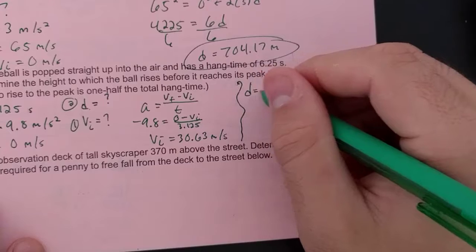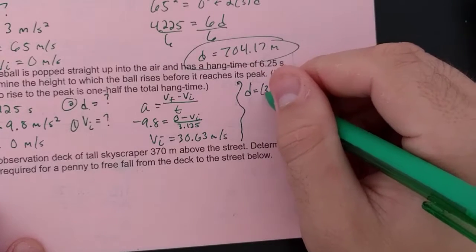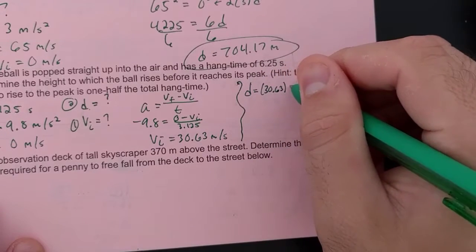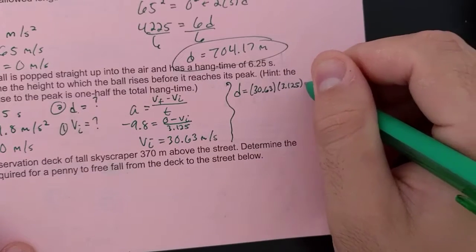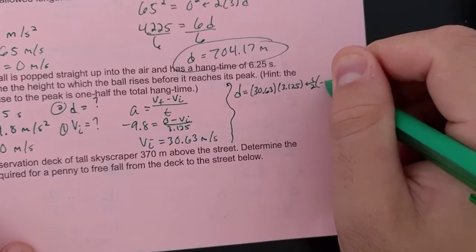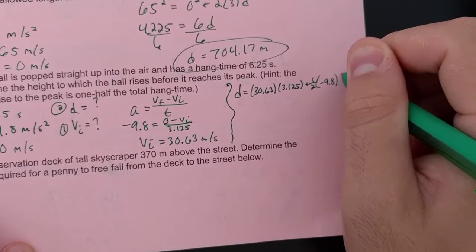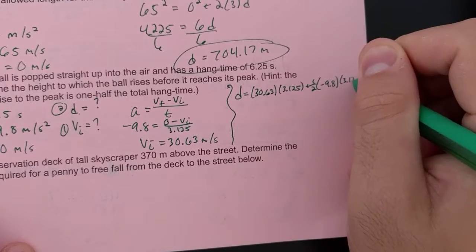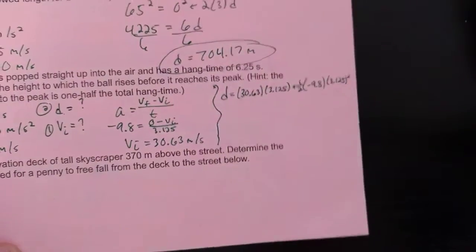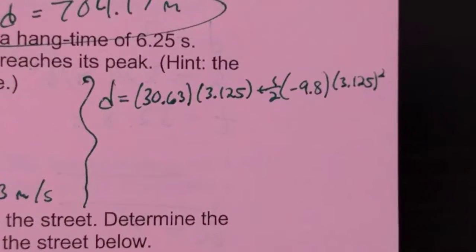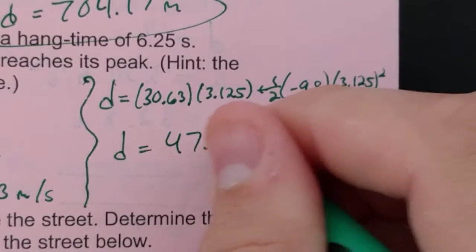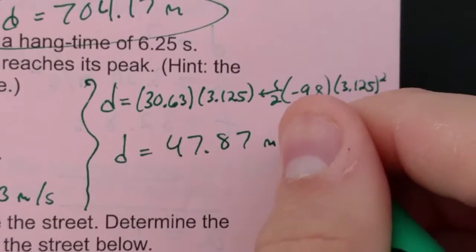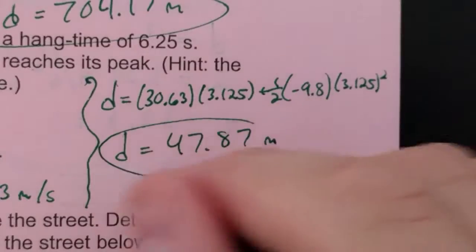It's going to be d equals 30.63 times the time, 3.125, plus 1/2 times negative 9.8 times 3.125 squared. Let me zoom in on that. And when you solve it, 47.87 meters. That would be your height.